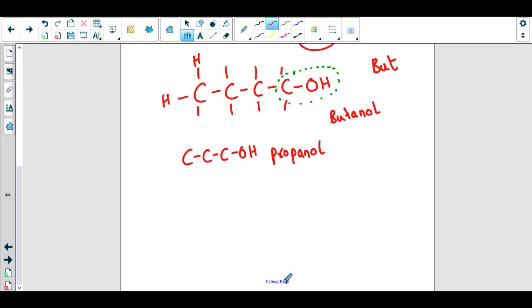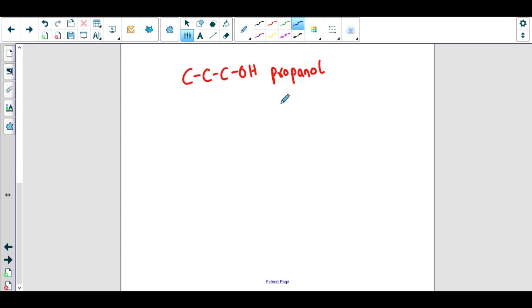Now there is one more. See this one. When you have one carbon double bonded with O, and single bonded with H, the carbon is double bonded with O and single bonded with H. This family is called the aldehyde family.